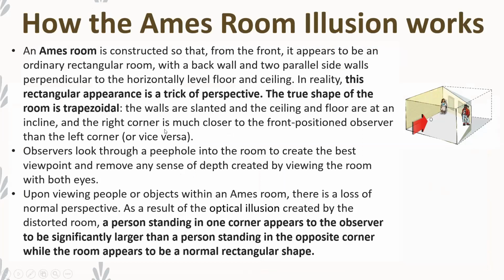Now, when you're looking through the peephole, like I said before, the peephole is placed in the room to create the best viewing point and to remove any sense of distance. So it's angled in that specific way so that when you look through this peephole, the room will look rectangular and both of those people will look like they're standing in the same room. Even though the shape of the room, or the angle of the room at which they're standing, is different, we don't realize that when we look through that peephole.